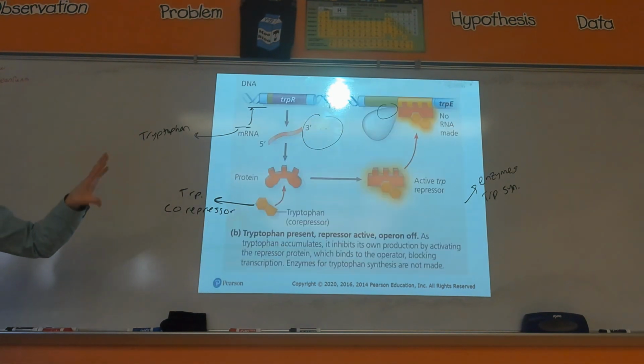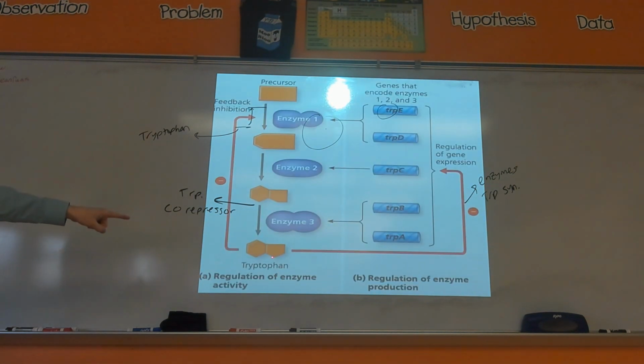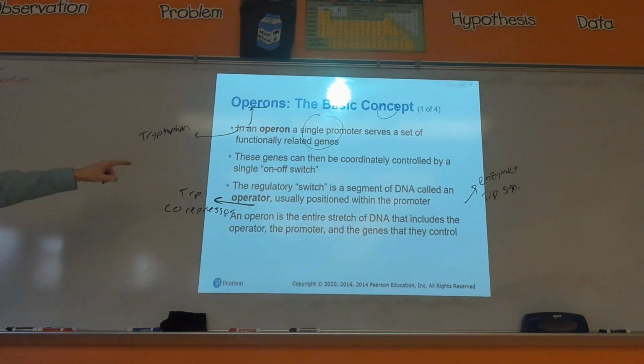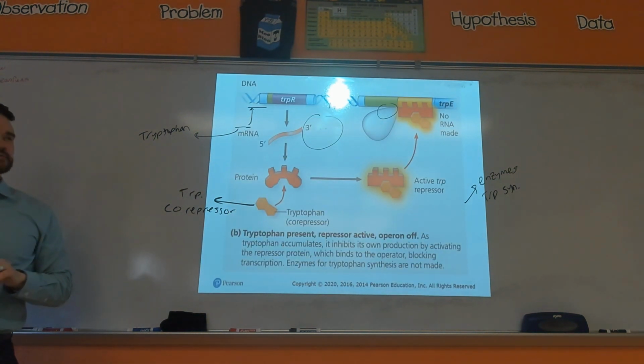It looks like there's a lot going on, but it makes common sense, right? If I don't need tryptophan, turn off the faucet. If you've got enough water, turn off the faucet. Okay? We make enough tryptophan. Tryptophan is the same thing as what's going on here. You make enough tryptophan, it binds, and it shuts off all these genes. That's all this is trying to show you, that we're shutting off those genes. It makes sense? I think it's really cool. I think it's kind of wild that it's that elegantly simple.